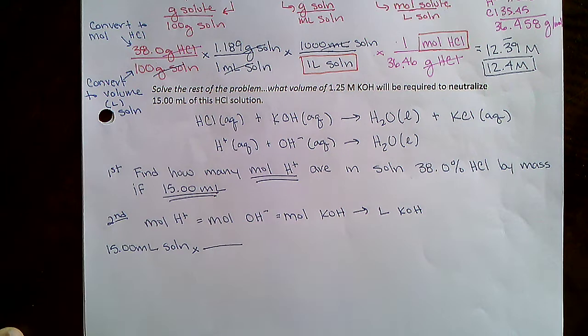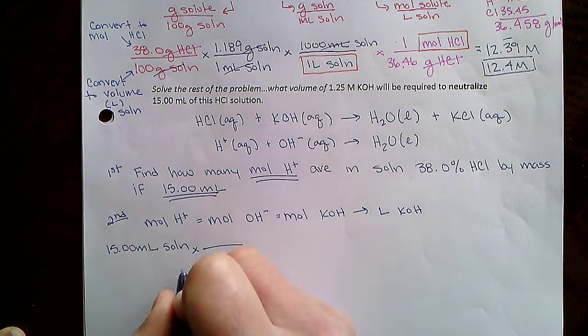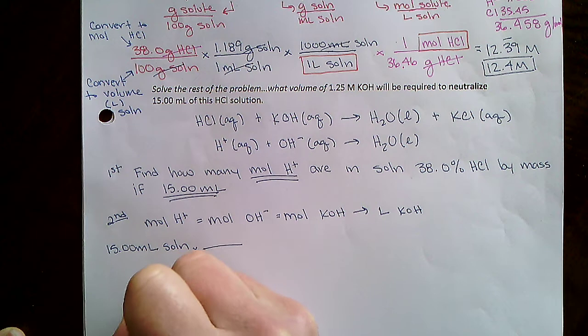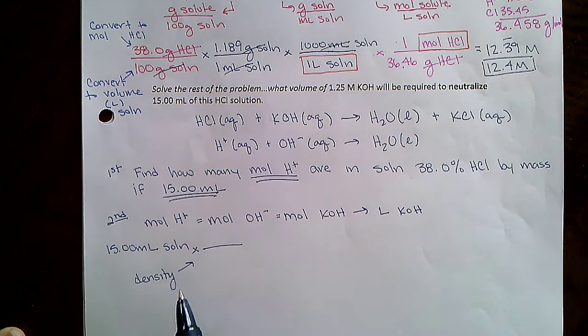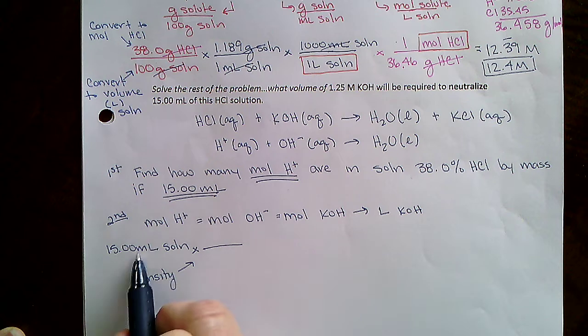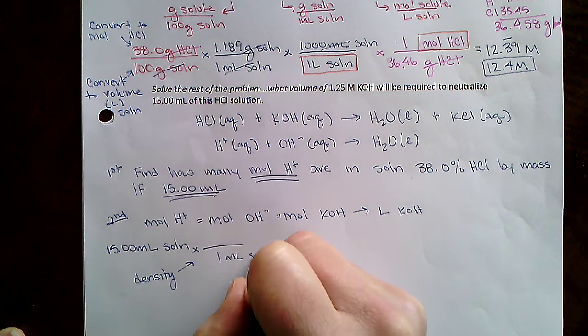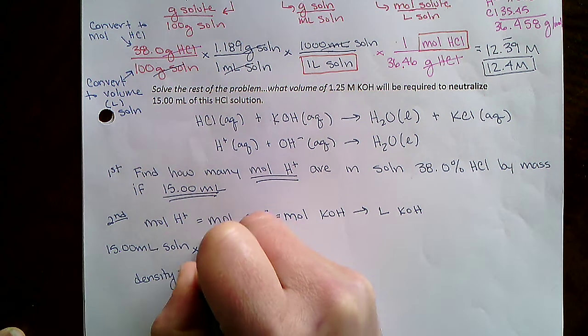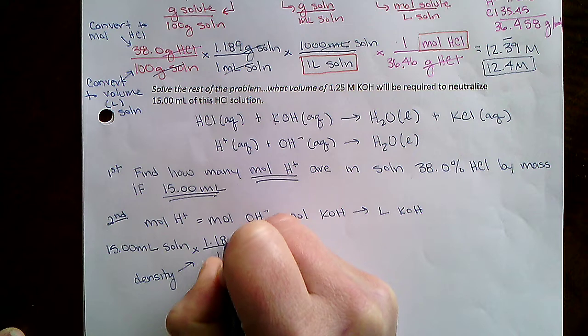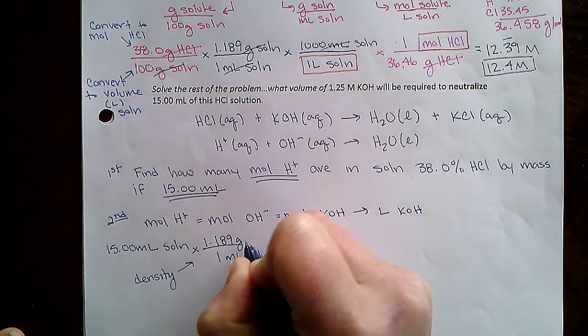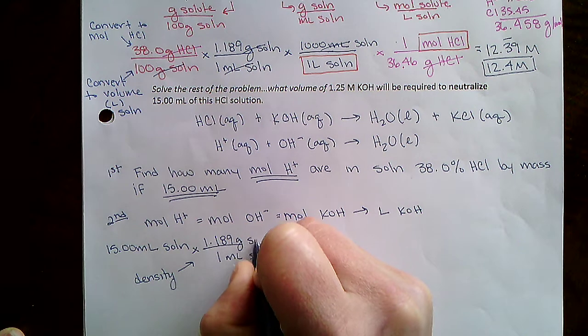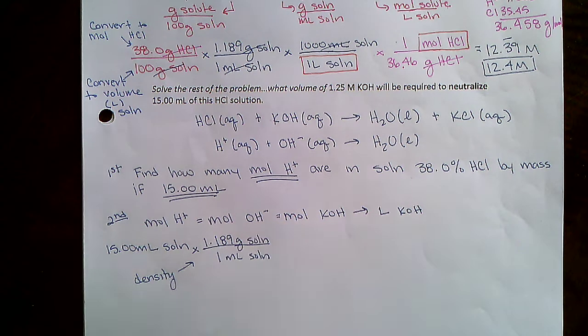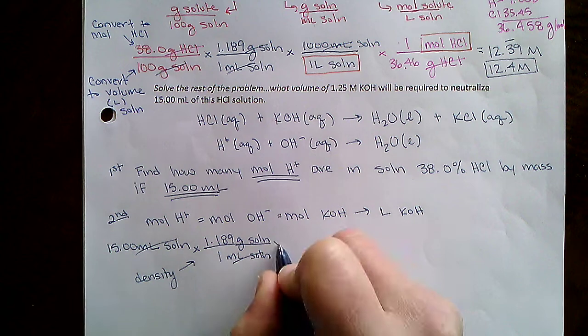So I want to convert my milliliters of solution to grams of solution so that I can then use my mass percent as a conversion factor. So I'm going to start with the density. The density of the solution: for every 1 milliliter of solution, there's 1.189 grams of solution. So milliliters have canceled.